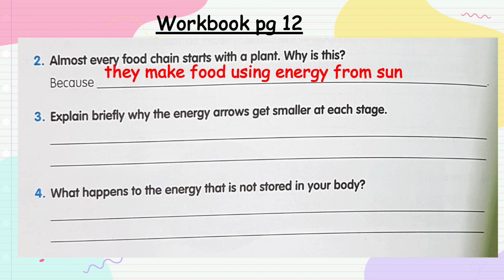What's happening? You can see in the picture, from the sunlight there was a very thick arrow. Then it became thinner, thinner, thinner. Why? Because energy is lost, right? And how is the energy lost? As heat. So you can say because heat is lost at each stage. Or you can also say because energy is lost at each stage.